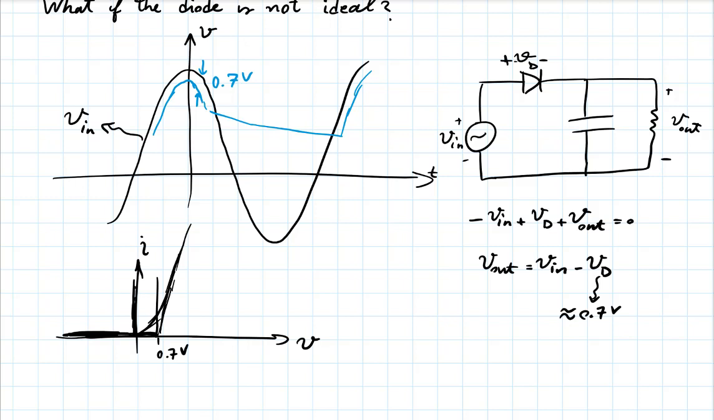So imagine if you had an input voltage that was maybe 20 volts. Maybe you wouldn't care about 0.7. But if your input was 1 volt, then this would represent a significant chunk of the input that's being taken away. So this is something else to think about.